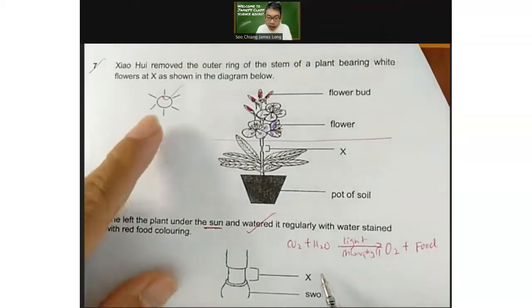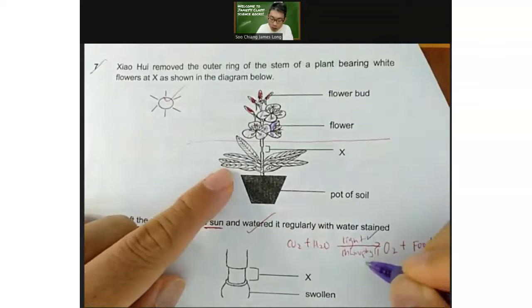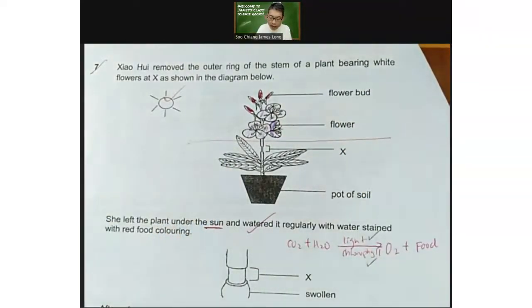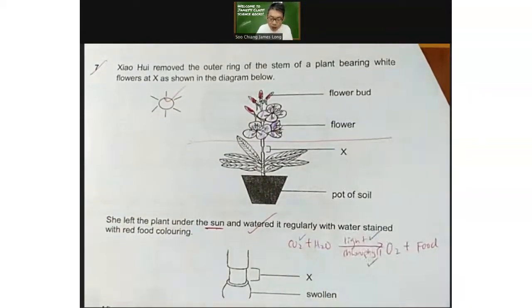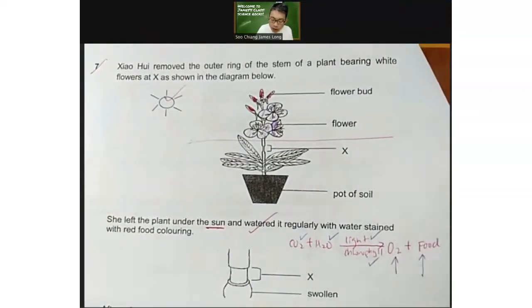So under the sun, I have my light. Since there are leaves, there will be chlorophyll. Since it's in the air, there will be carbon dioxide. It's watered regularly, so there is water. So definitely no problem getting your oxygen and food.